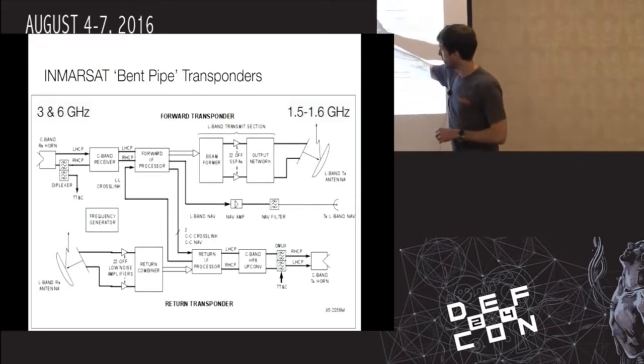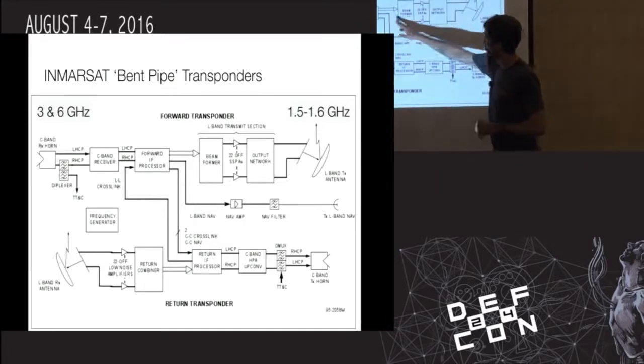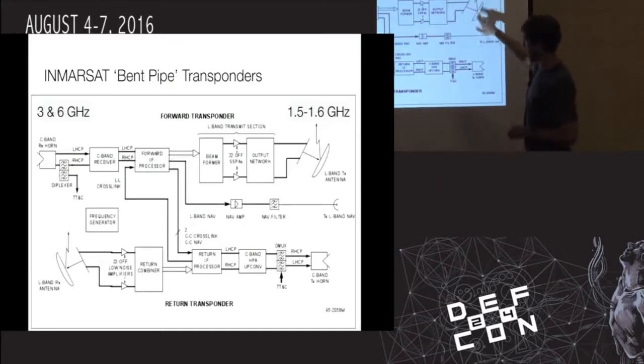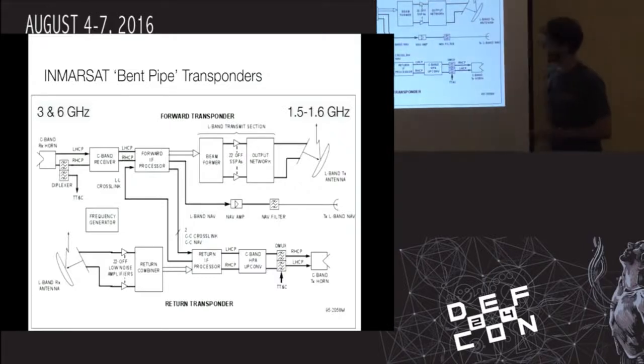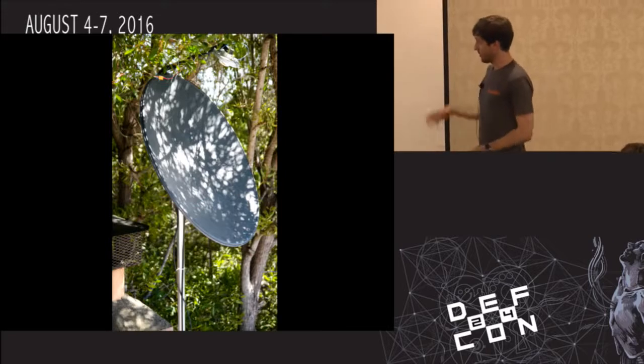But essentially, if you look at the architecture here, it's basically receiving stuff, doing some processing, going into a beamformer, coming back down, and then the reverse process on the other end. So this is what you need to actually receive the downlink.